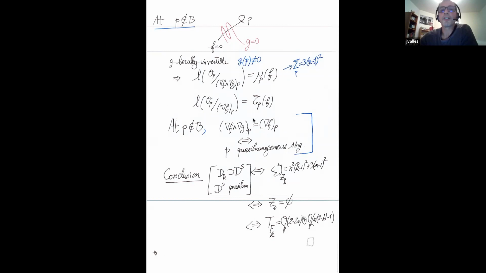So you need this coincidence at P, and this is equivalent to the quasi-homogeneity of the singularity. So in conclusion, if dk contains ds, and ds is quasi-homogeneous, then the zeta S will be empty, and all the contribution will appear in the Jacobian. So this one is empty, and the last one splits. Okay, this is the strategy and more or less the complete proof.